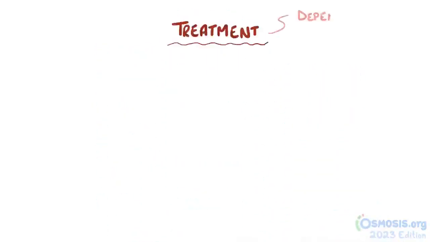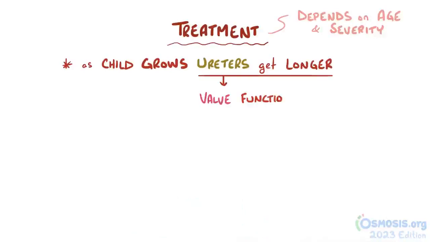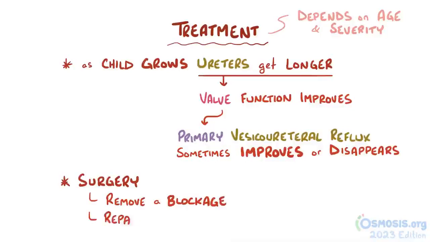Treatment for VUR depends on severity and age, since it mostly affects young infants and children. As a child grows, the ureter gets longer and the function of the valve improves. So primary vesicoureteral reflux sometimes improves or disappears over time. Some individuals might also need surgery to remove a blockage or to repair the valve at the ureterovesical junction.